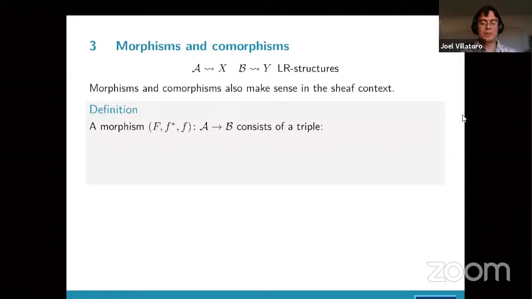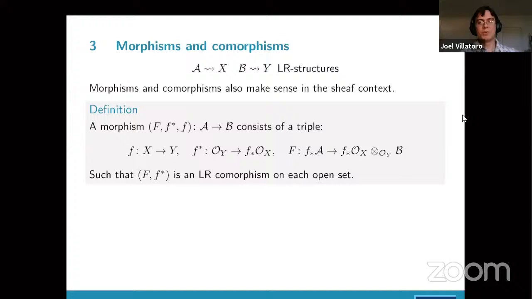A morphism is basically a triple where you have a map at the level of topological spaces, you have a map at the level of the rings of functions, or the sheaf of rings on the space, and you have a morphism of sheaves going from A to B that's compatible with the module structures. And we say it's a morphism if it's locally a morphism. So this is something that's kind of annoying.